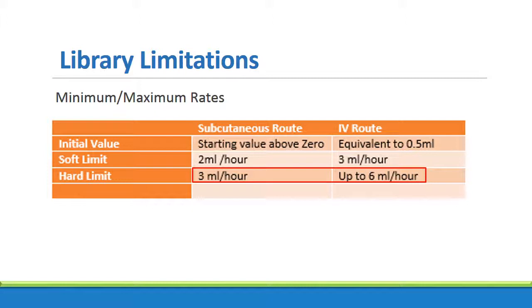The library also has some limitations related to the route of administration and therapeutic doses. This is represented by the soft and hard limits. For example, the hard limit for the subcutaneous route is 3 milliliters and the hard limit for the intravenous route is 6 milliliters.